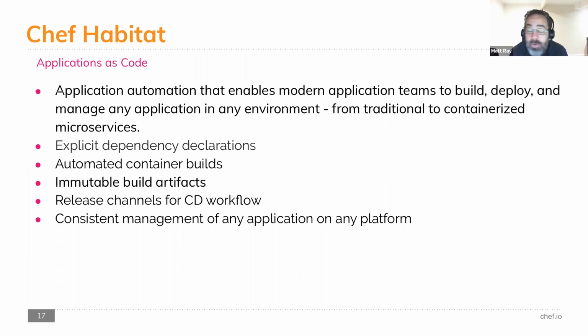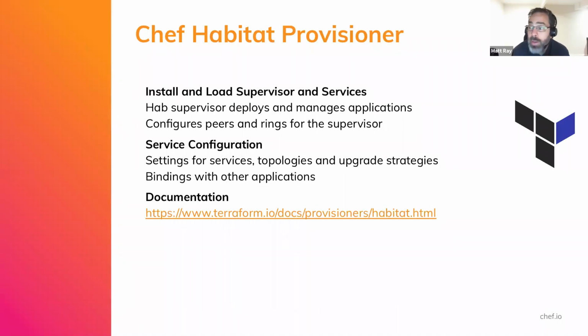It's different from Chef, but the key here is we're putting immutable build artifacts onto machines through release channels and getting a consistent behavior of our applications on those platforms. So Terraform is going to stand up our infrastructure, whether it's AWS or Azure, VMware, wherever it may be, and the Chef Habitat Provisioner is going to install the Habitat agent on that machine, or the Habitat supervisor.